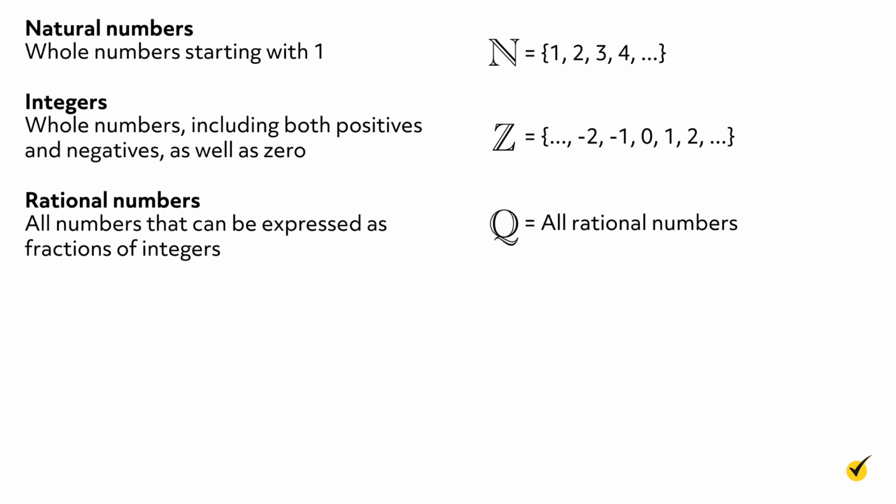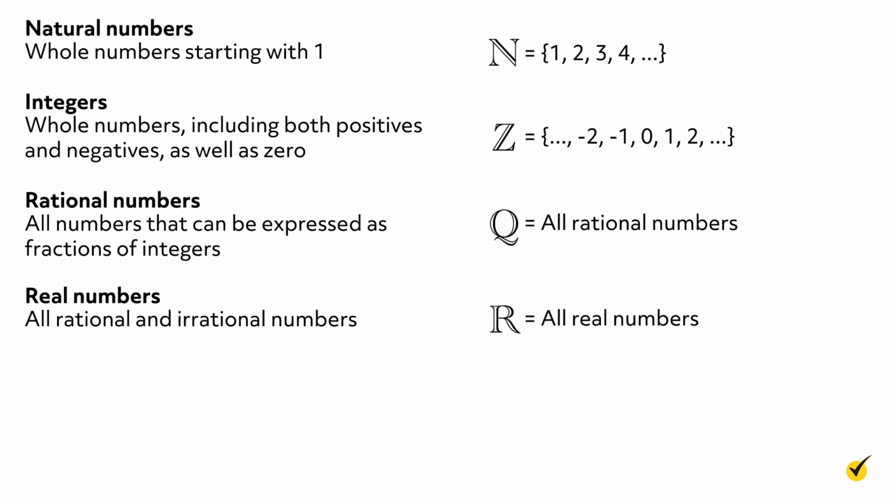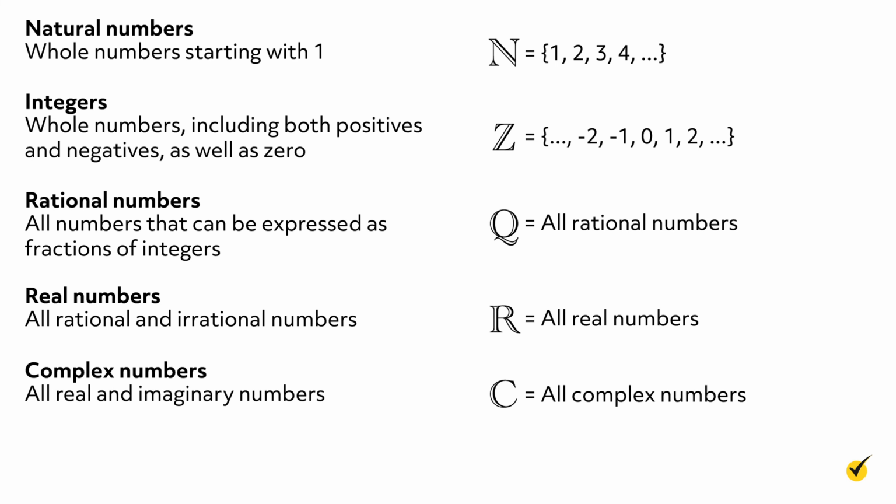The set of rational numbers, which are all numbers that can be expressed as fractions of integers and are not endless in their digits like pi, is called Q. The rational numbers are denoted by a Q because they can all be written as quotients. The set of real numbers includes all rational and irrational numbers and is denoted with the letter R. Finally, the set of complex numbers includes all real and imaginary numbers and is denoted with a C. Note that because all natural numbers are integers, all integers are rational numbers, all rational numbers are real, and the real numbers are a subset of complex numbers, we can write it this way.